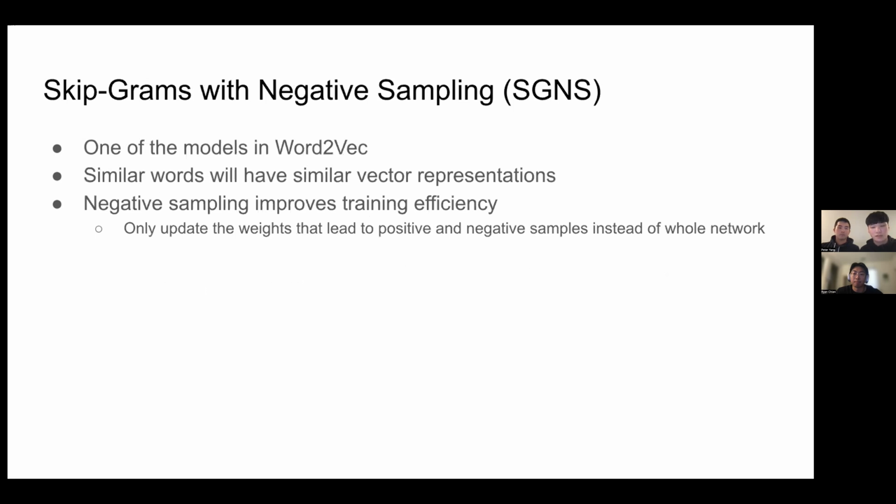So with that, the first algorithm they use is skip-grams with negative sampling. It is one of the models in Word2Vec, and with this algorithm, similar words will have similar vector representations. They also use negative sampling, which improves training efficiency, so the network only updates the weights that lead to positive and negative samples instead of the whole network.